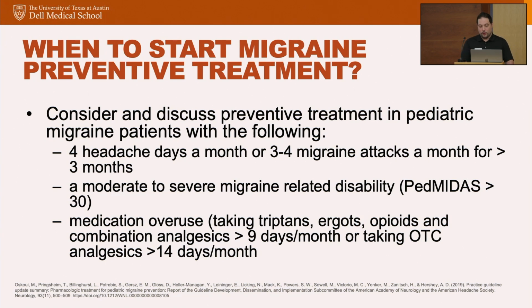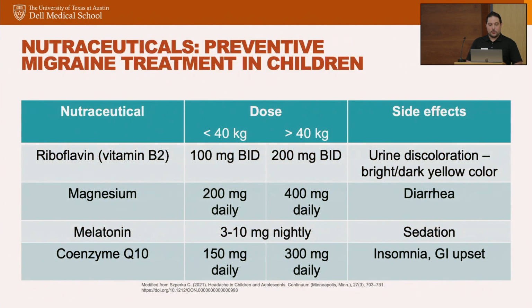Now, it's very important that with any migraine preventative, you let your patients know that it's not going to work right away. It can take 6 to 8 weeks to see the full effect, and it's very important that they take it every day, not skip doses. So when it comes to migraine prevention, I generally start out with nutraceuticals. These are vitamins and minerals that have been shown to help prevent migraine.